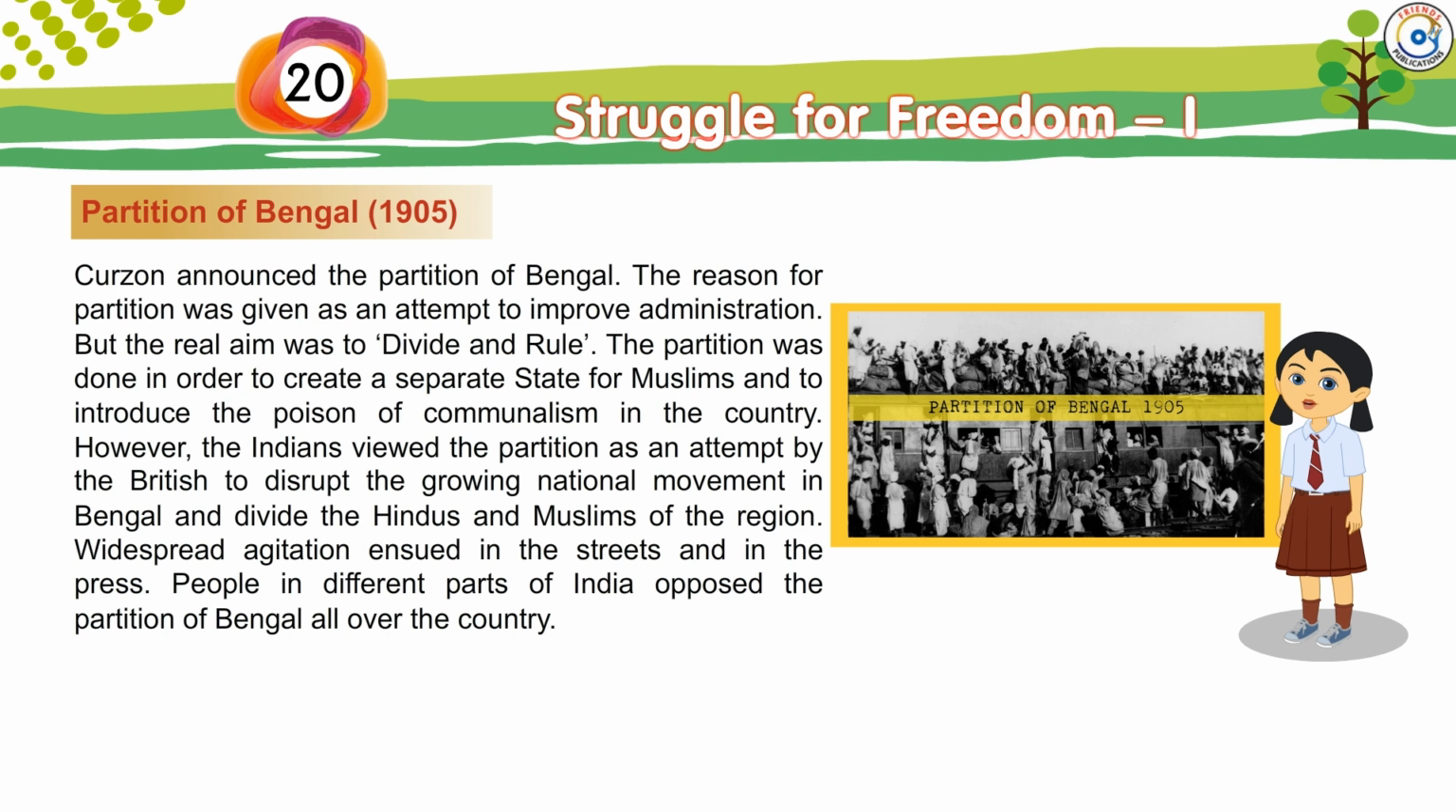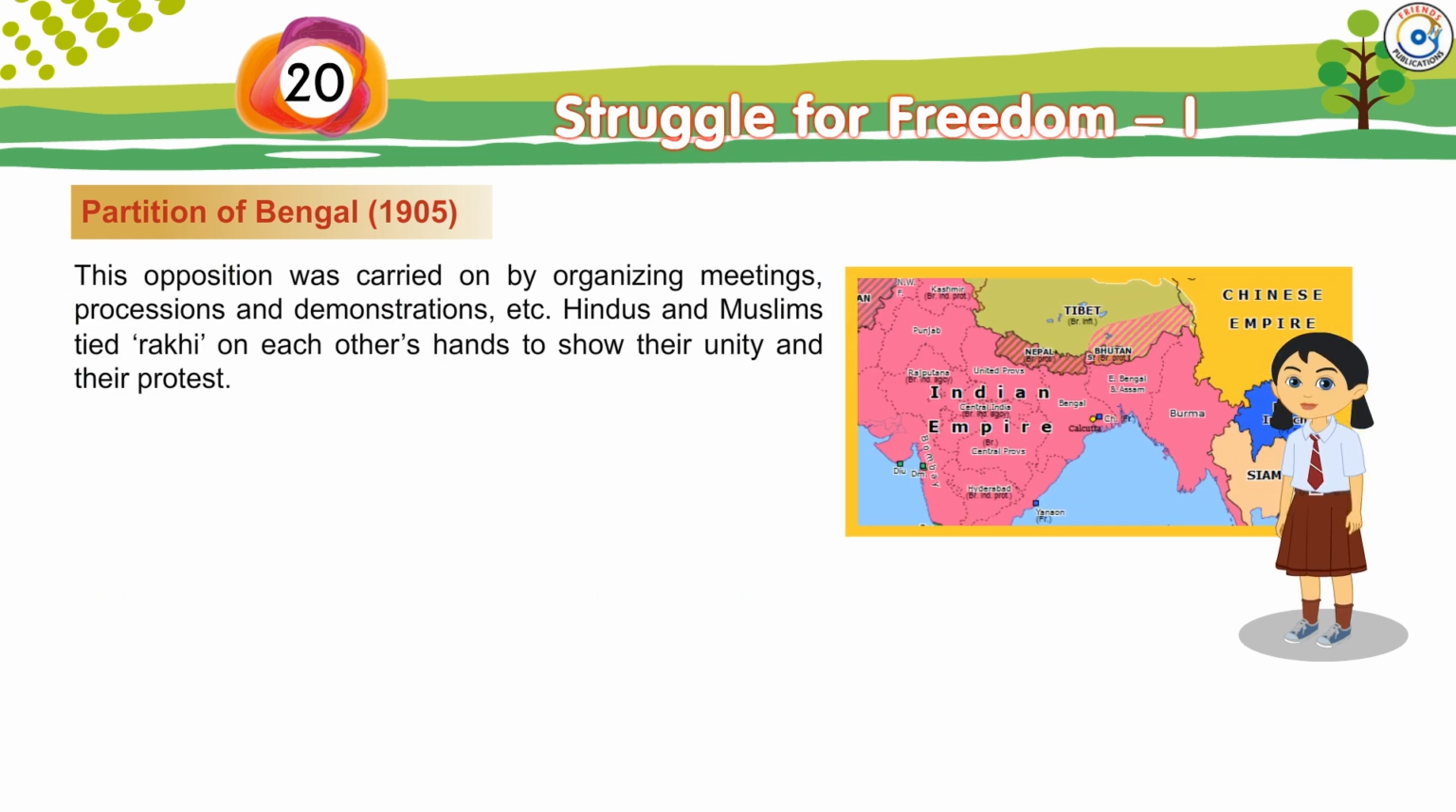Widespread agitation ensued in the streets and in the press. People in different parts of India opposed the partition of Bengal all over the country. This opposition was carried on by organizing meetings, processions, and demonstrations, etc. Hindus and Muslims tied Rakhi on each other's hands to show their unity and their protest.